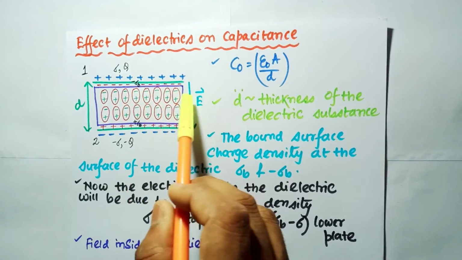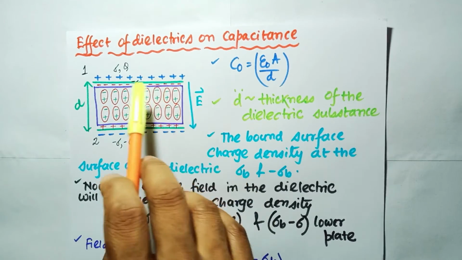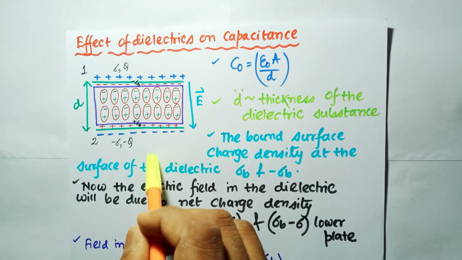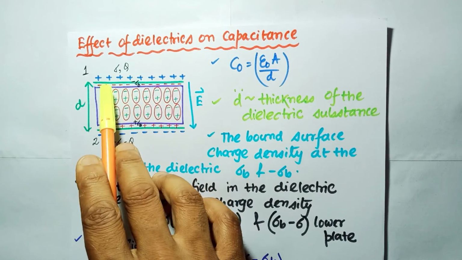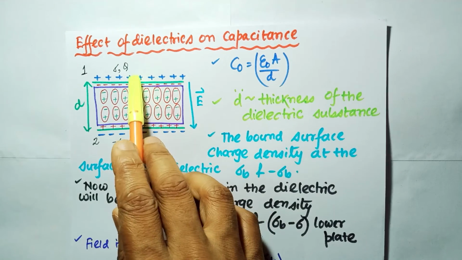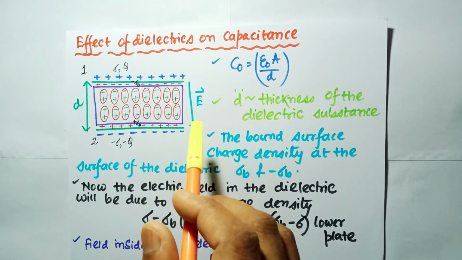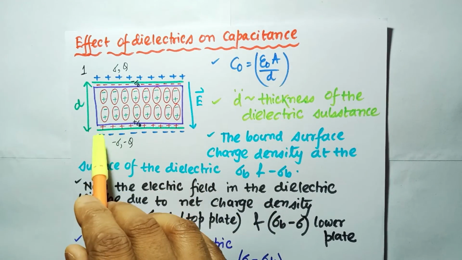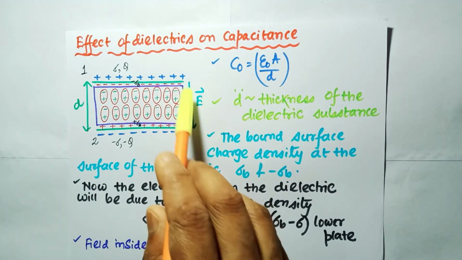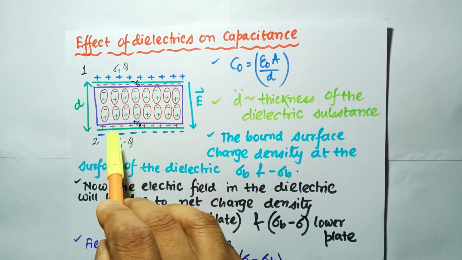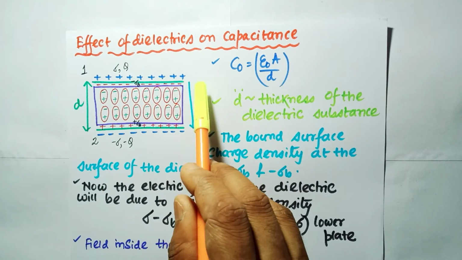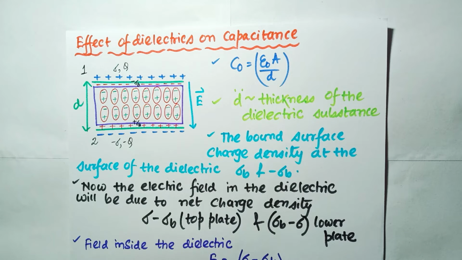Similarly to before, this is a parallel plate capacitor, with two plates, 1 and 2, which are parallel to one another. Plate 1 is positively charged and plate 2 is negatively charged, and the charge densities are sigma and minus sigma. If I place between the two parallel plates a dielectric material of thickness d, which is almost equal to the separation between the two plates, it will get polarized and the dipole moments will get aligned along the direction of the electric field.